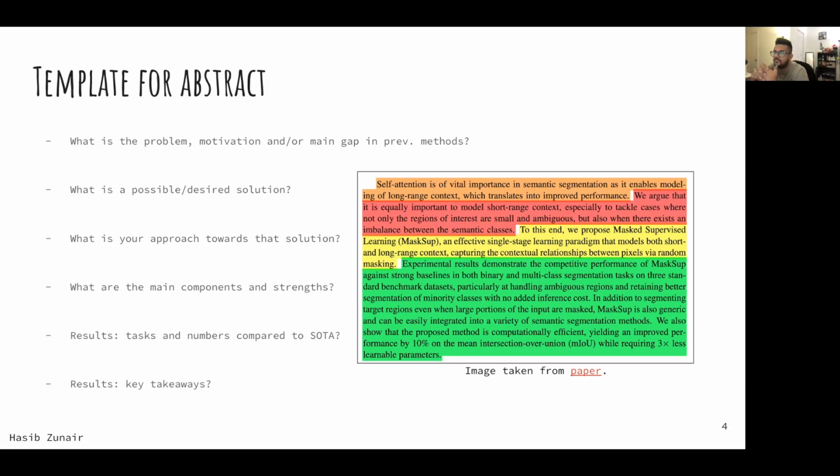So it starts off with what is the problem, motivation, and/or main gap in the previous methods. And then you will also have what is the possible or desired solution. And then what is your approach towards that solution? And then you would also talk about the main components and strengths of your method, which would be followed by the tasks and numbers compared to state-of-the-art methods. And at the end, you're going to have the key takeaways that would highlight why your method is good in order to solve some specific problems.